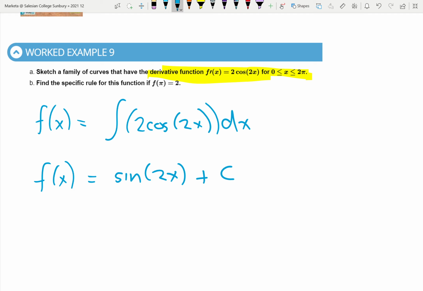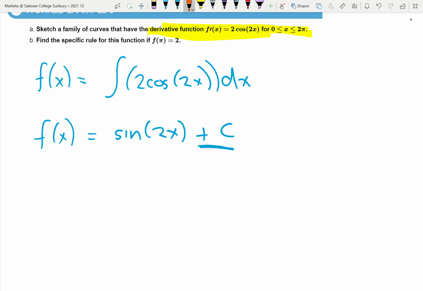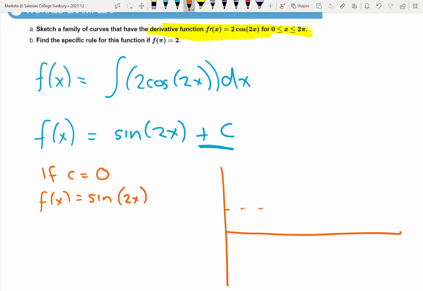So the purpose of them saying draw the family of curves is that, well, the family of curves consists of an infinite number of c values. So really, you're not going to draw too many. Maybe 3 or 4 would be enough. So from 0 to 2 pi, if c equals 0, it's f of x equals sine 2x. So let's draw that from 0 to 2 pi, and that's going to be 1 to negative 1, pi and 2 pi. So that's the first one.